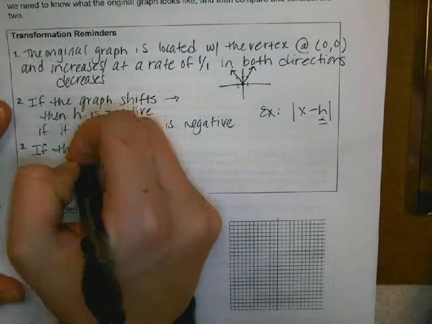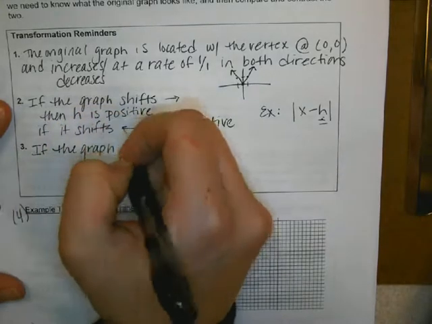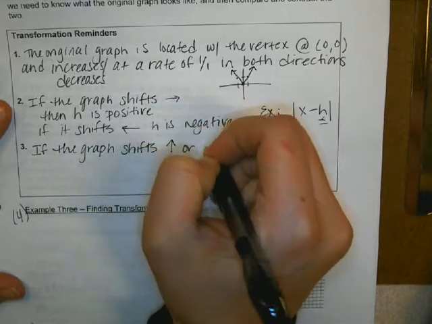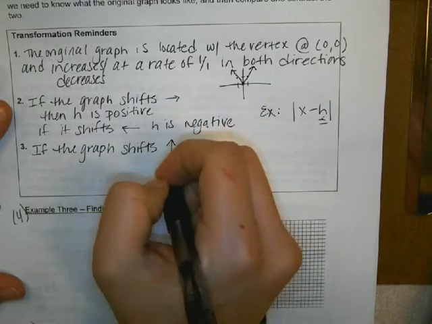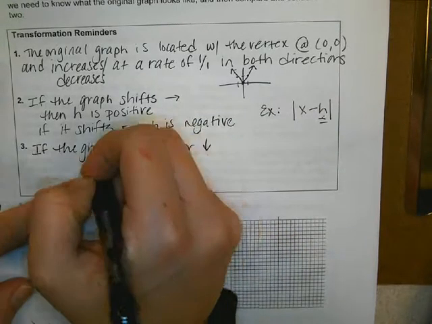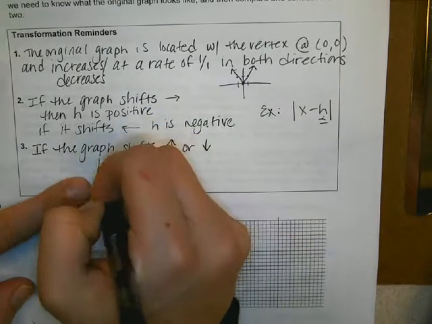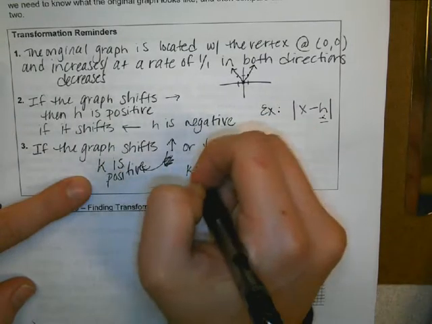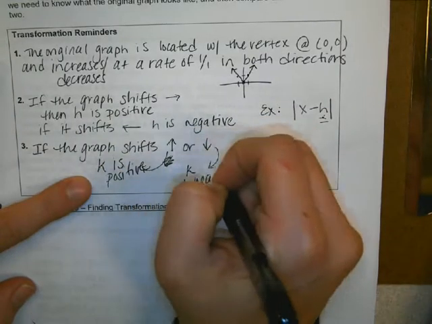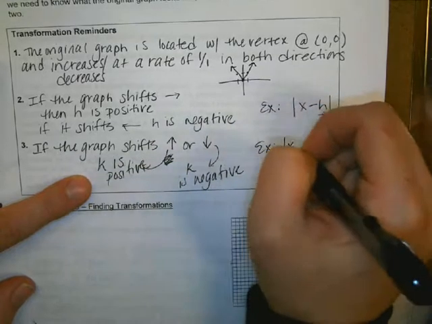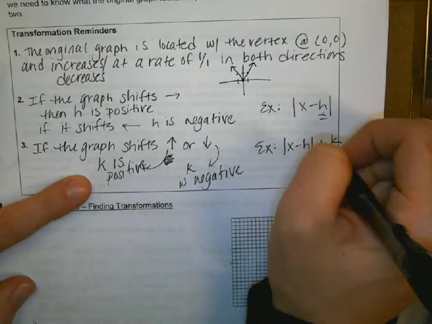If the graph shifts up or down, the up means the k is positive, and the down, the k is negative. So the example there would be x minus h, plus or minus that k value.